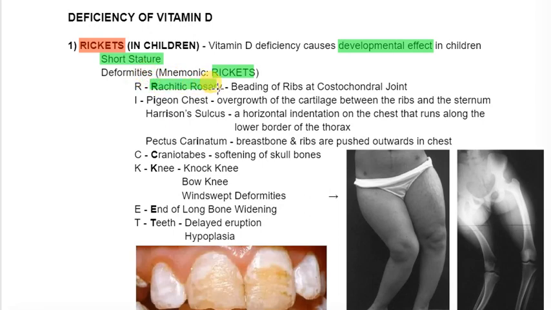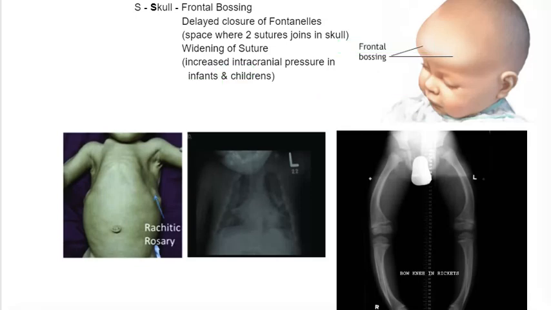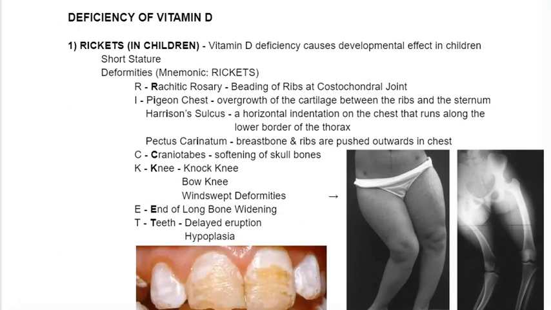The rachitic rosary is the beading of ribs at the costochondral joint. We can see over here the rachitic rosary. At the costochondral joint we can see there is a beading right over here. The other is pigeon chest, which is an overgrowth of cartilage between the ribs and sternum.